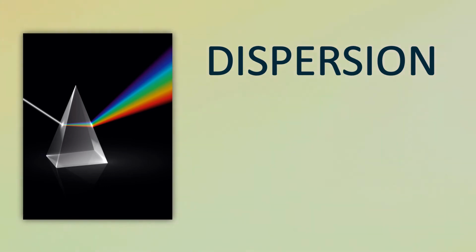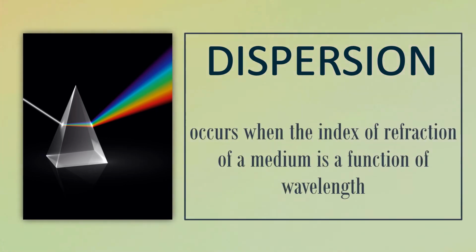One of the things Sir Isaac Newton was famous for was separating white light into different colors using a prism. White light enters the prism on one side at an angle and spreads out, revealing the colors of the rainbow. This phenomenon is called dispersion. So dispersion occurs when the index of refraction of a medium is a function of wavelength.